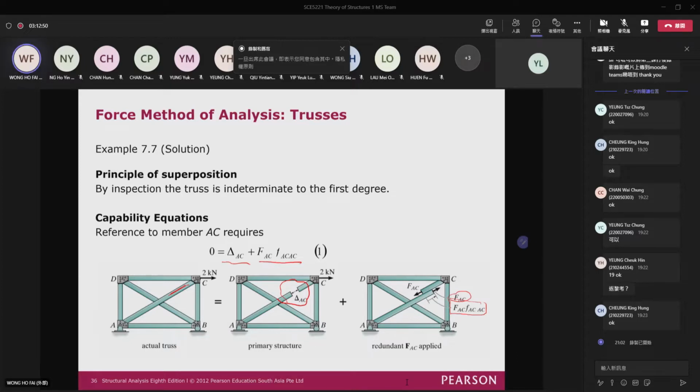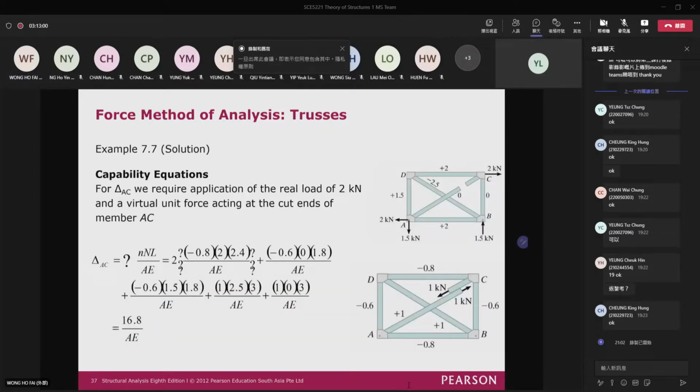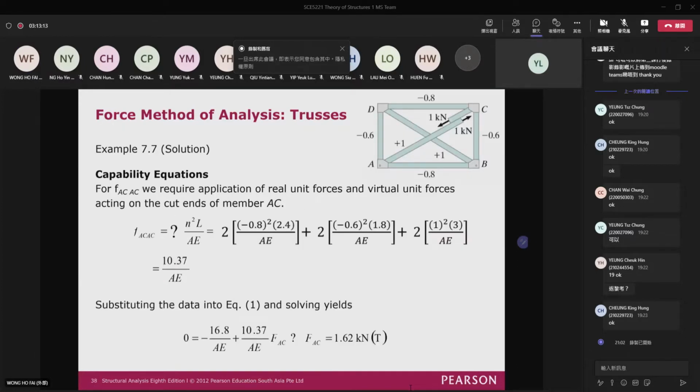Now for this one, actually, don't worry about that. It is not commonly used to use this method for truss. And then this is mainly for your reference. And then we just use the so-called virtual work method to find the deflections for a truss. And then again, this is actually for the case when you have the force inside the truss member.